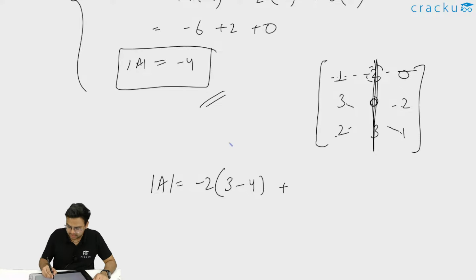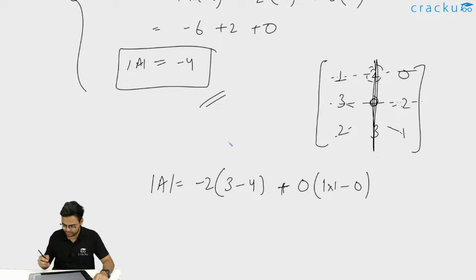Plus, now this is 0 and this is A22. 2 plus 2 is 4, an even number, so the sign will not change. This will remain plus only. So 0 into, now the second row and second column are removed, so this is 1 into 1 which is 1, minus 2 into 0 is 0. So 1 minus 0 is 1.